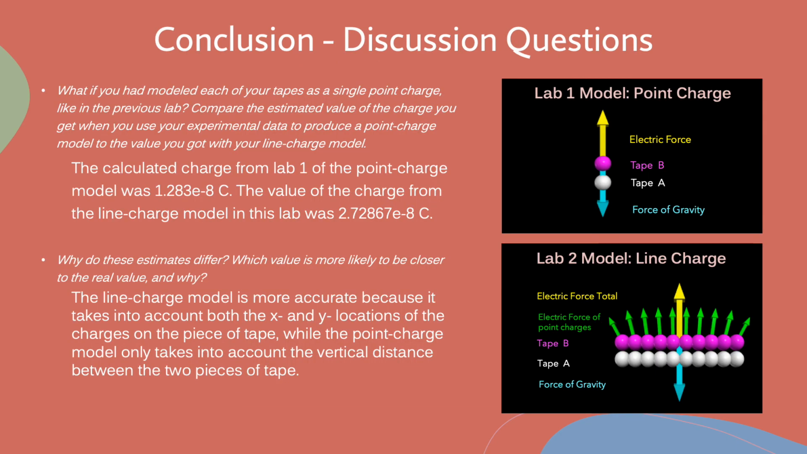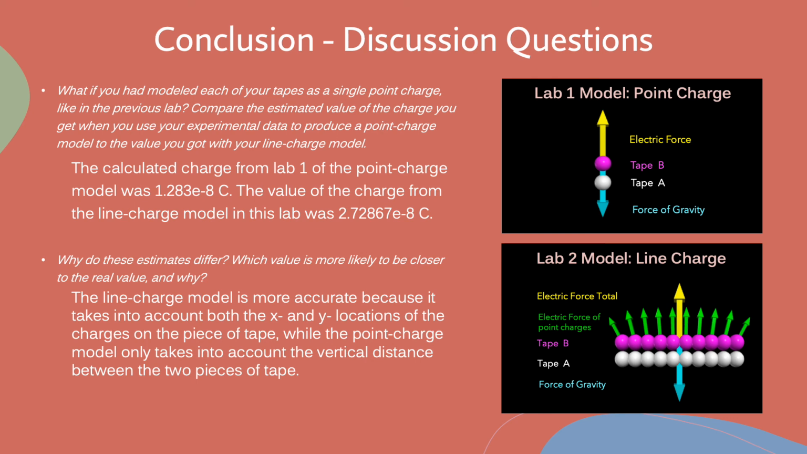Discussion questions. What if you had modeled each of your tapes as a single point charge like in the previous lab? Compare the estimated value of the charge you get when you use your experimental data to produce a point charge model to the value you got with your line charge model. The calculated charge from Lab 1 of the point charge model was 1.283 times 10 to the negative 8th power. The value of the charge that resulted in static equilibrium in the line charge model from this lab was about 2.73 times 10 to the negative 8th power.